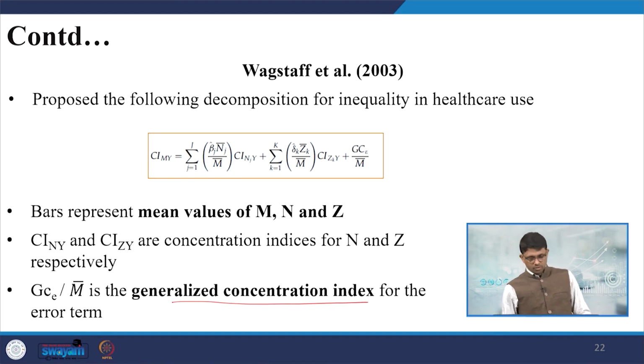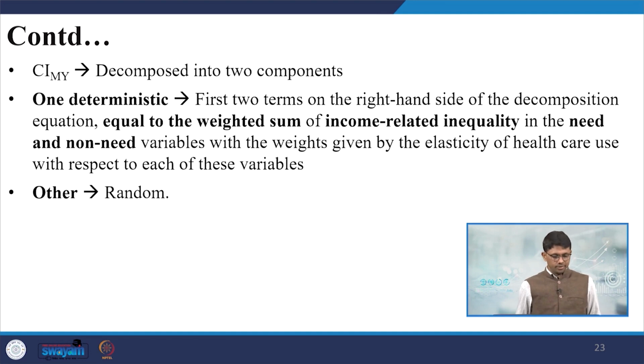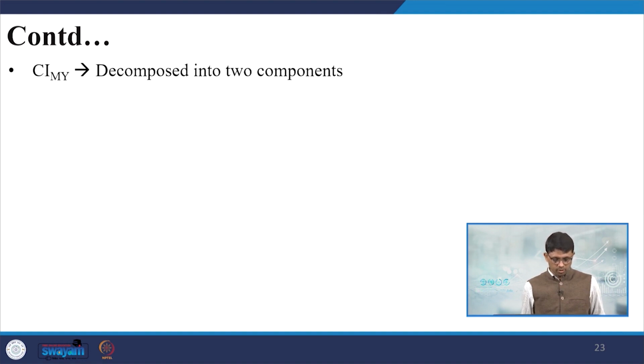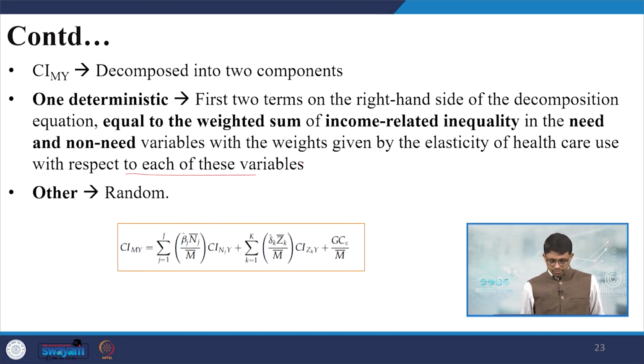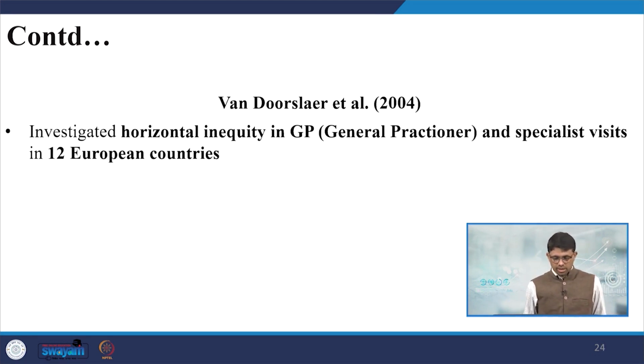Okay. So further details you can get from the paper, and this is the decomposition of the indicator CIMY. One deterministic part is that the first two terms on the right-hand side of the decomposition equation equal the weighted sum of income-related inequality in the need and non-need variables, with the weights given by the elasticity of healthcare use with respect to each of these variables. Others are actually random.